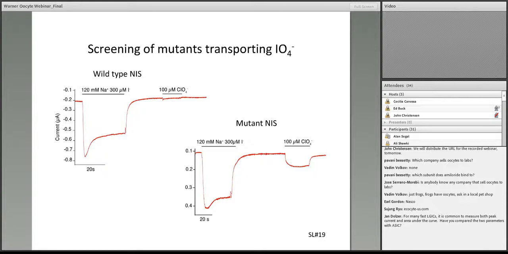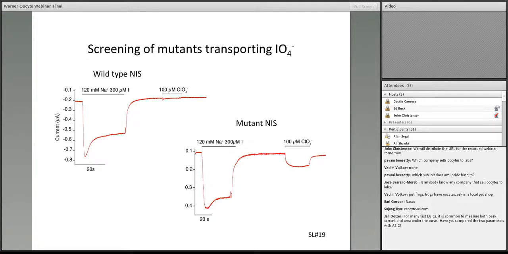Thank you very much, Dr. Canessa, for an informative presentation. Clearly, there are a large number of techniques that can be brought to bear on oocytes using the two-electrode voltage clamp. We would like to now turn to answering questions from the group.